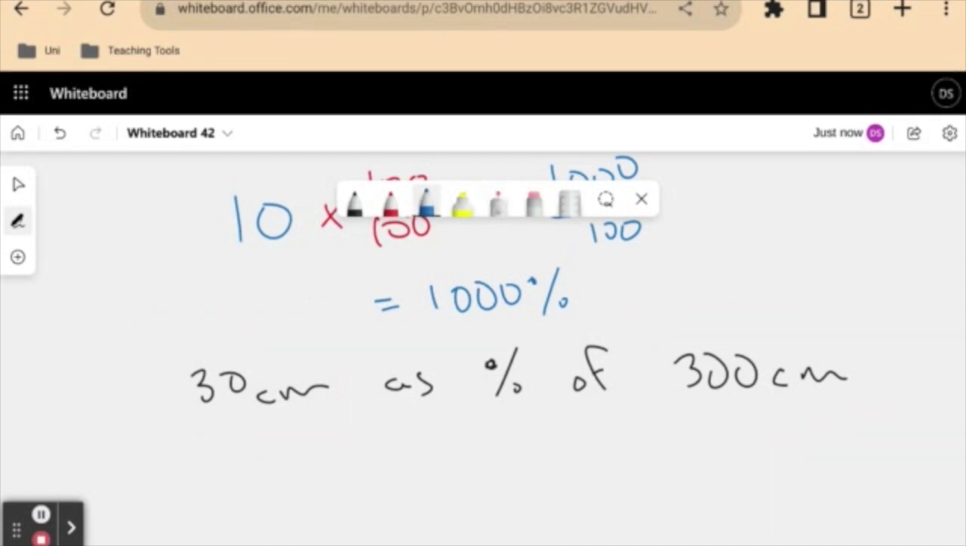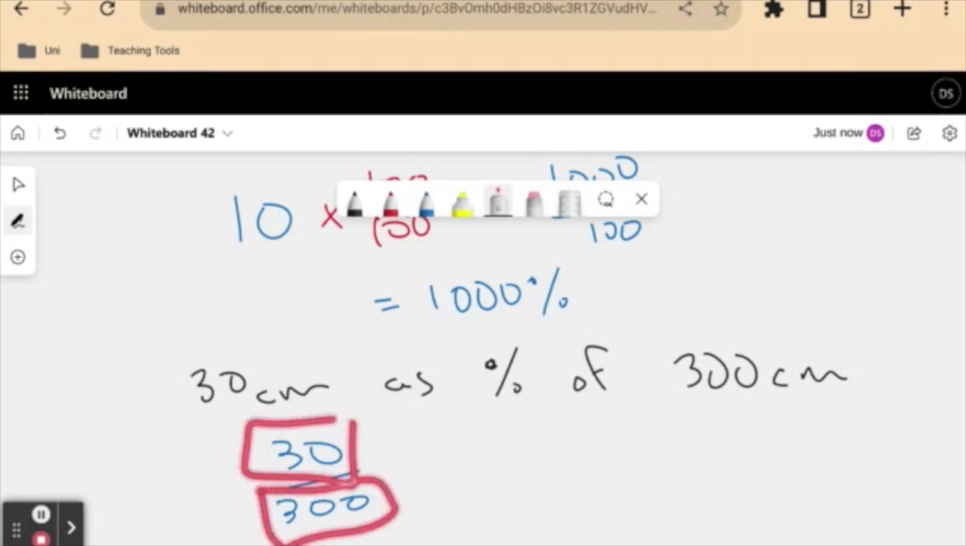So let's begin with our working. I'm going to write this as 30 over 300. And now I have a numerator that is smaller than our denominator. I have a proper fraction. And now I just want to get this denominator to 100.